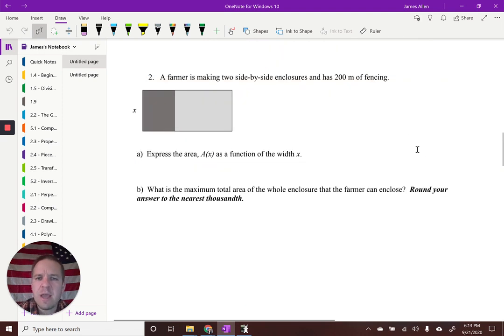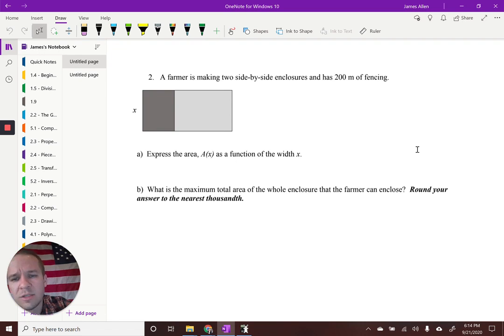Alrighty, so we have a farmer making 2 side-by-side enclosures, and it has 200 meters of fencing. Express the area A of x as a function of the width x. And then what's the maximum total area of the whole enclosure that the farmer can enclose? Round your answers to the nearest thousandth, and make sure we aren't rounding along the way. If we have to make some calculations, leave those numbers in that TI-84 or TI-83 calculator.